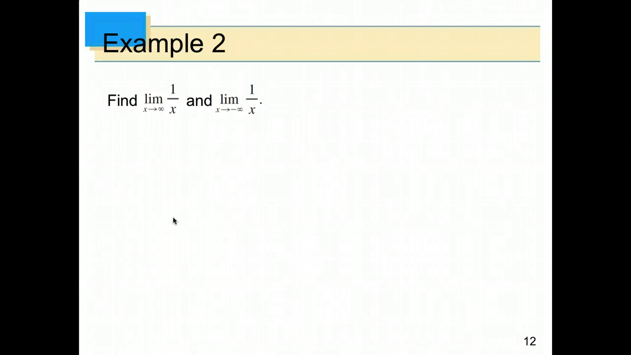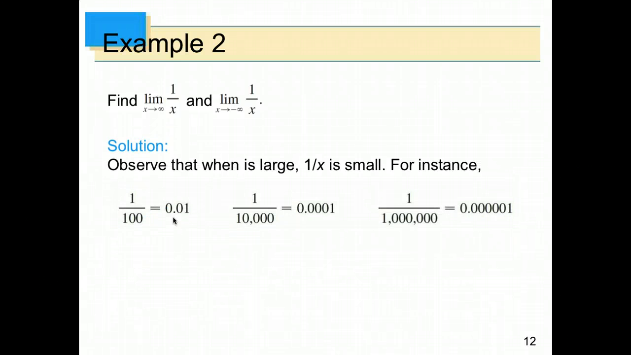Okay, in our next example, we're going to take a look at hopefully a very familiar function to you, the function f of x equal 1 over x. And we're going to look at the limit as x approaches both infinity and negative infinity. Now, all we have to do for this is observe that when x is large, 1 over x is very small. For instance, as we get further and further along, making x bigger and bigger, those values become closer and closer to 0. And we're just looking at some powers of 10 here to make the numbers easier for ourselves.